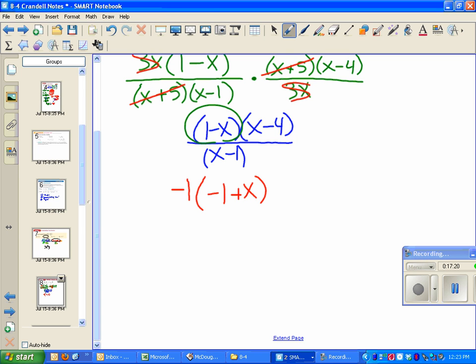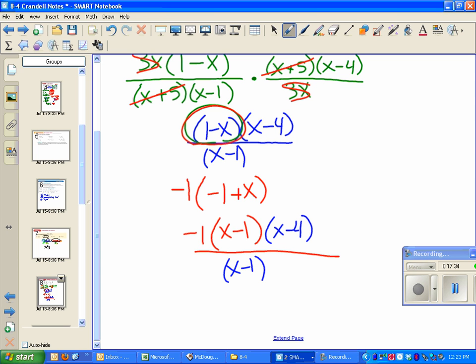And I can even rewrite that. So this is from the top. I can have negative 1 and then write x minus 1. Okay. And then I have x minus 4 over x minus 1. So now I have the same thing. I have an x minus 1 and x minus 1.